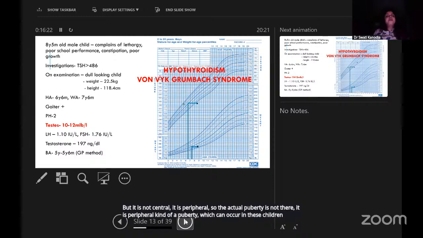So when we treated this child for hypothyroidism, although the testicular volume did not go back, it remained where it was, and this child started the puberty at its normal time.